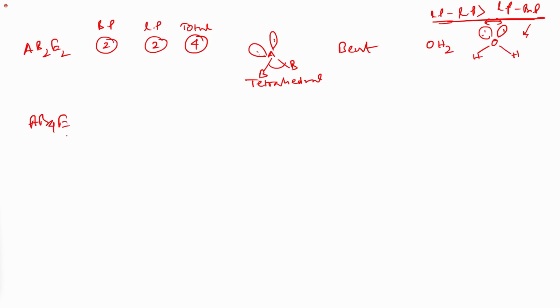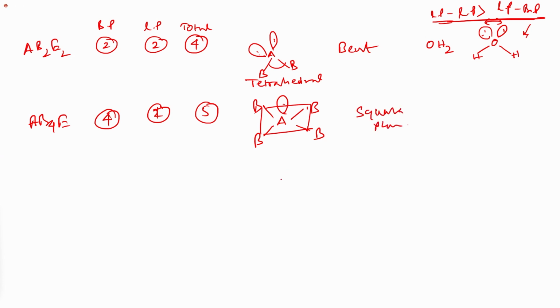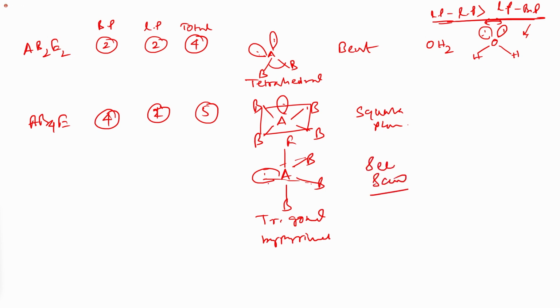Another thing, if you see AB4E, so bonded electron pair equal to 4, lone pair equal to 1, so total equal to 5. So the structure will be like that, with the lone pair. So the structure is square pyramidal, or if you eliminate the lone pair, then it is a square planar. Or another structure: this is a trigonal bipyramidal structure, but it is a seesaw structure when this lone pair is in plane.